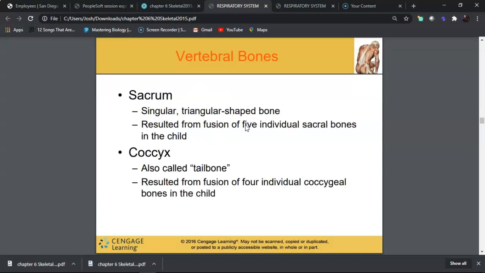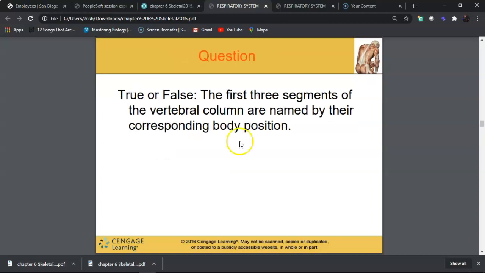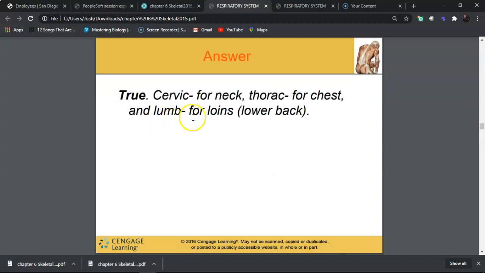After L5, we then have the sacrum, which is a triangular shaped bone at the base of the lumbar vertebrae. That particular bone has 5 fused bones within it. And then dangling off of that is the tailbone or the coccyx. The first 3 segments of the vertebral column are named corresponding to their body position. Cervico means neck, thoraco means chest, and lumbo for loins or lower back.